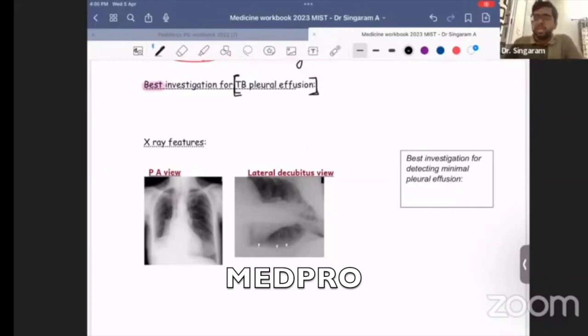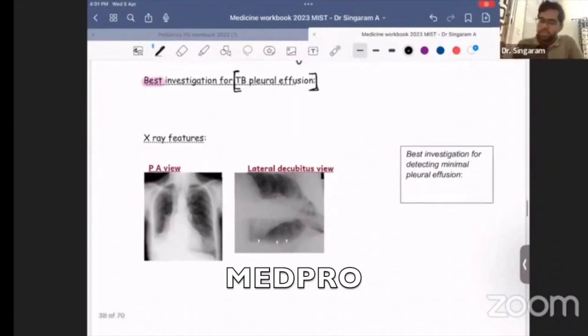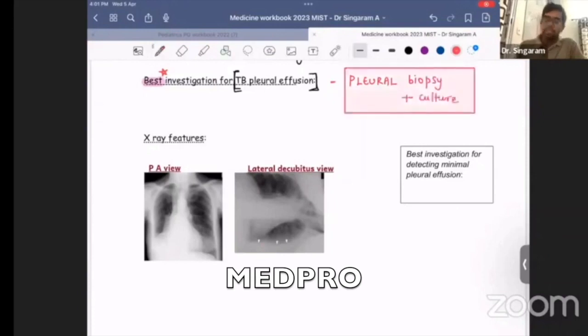Not at all, because as far as pleural effusion with tuberculosis is concerned, the positivity rate is very low. It is only 30%, 40% if you do all these investigations. So if they ask you which is the best investigation, your answer should be pleural biopsy. Very, very important. You have to take the biopsy from the pleura itself, and that specimen has to be sent for culture. Please make a note of this. Pleural biopsy plus culture will be the best investigation for TB associated pleural effusion.